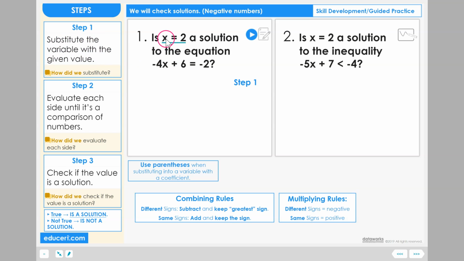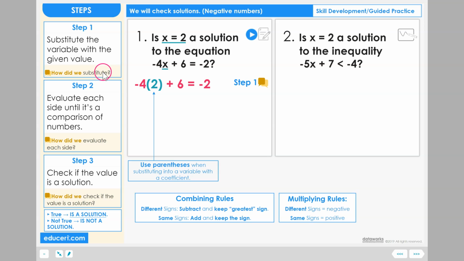The value for the variable x is 2, and we are going to substitute 2 into the variable located in the equation, and our equation will now be negative 4 times positive 2 plus 6 equals negative 2. You use parentheses when substituting into a variable with a coefficient. That way we know that we are multiplying the negative 4 and the positive 2.